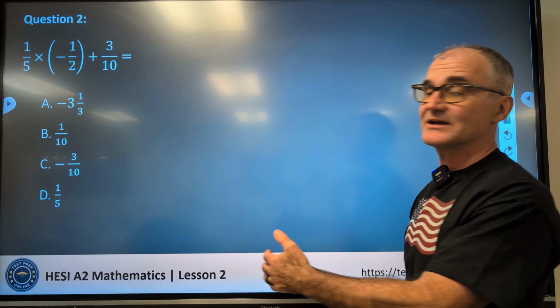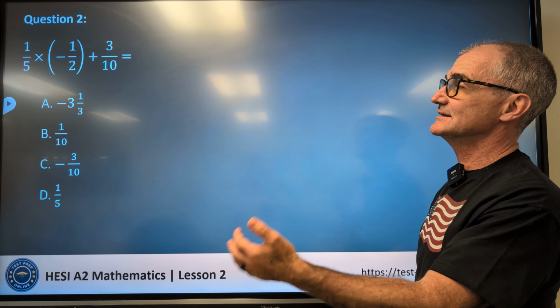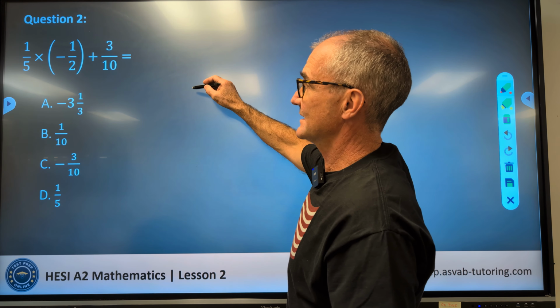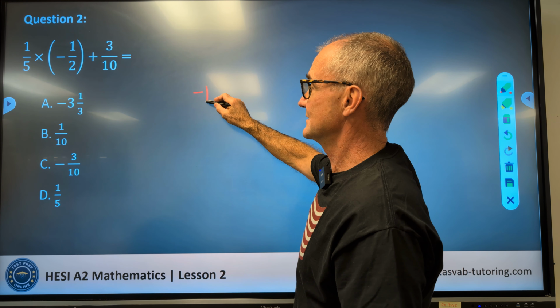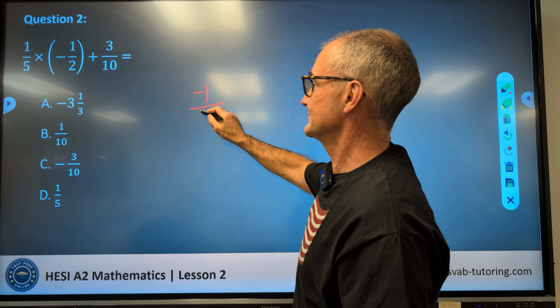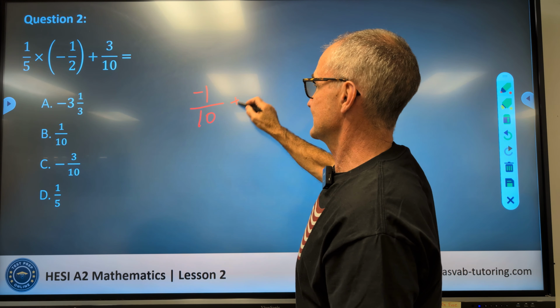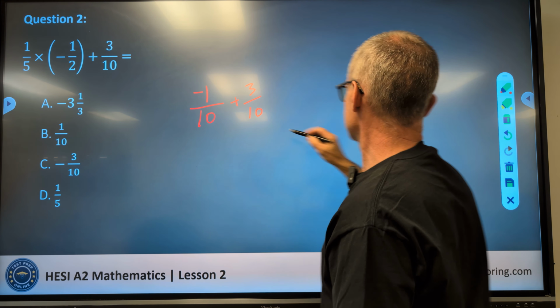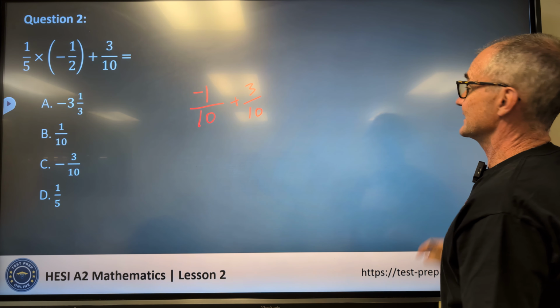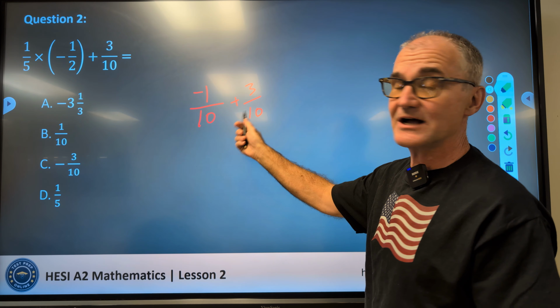I have positive times a negative. That is going to give me a negative. Multiply across the top to get negative 1. Multiply across the bottom to get 10, plus 3 over 10. And then now I have a common denominator.